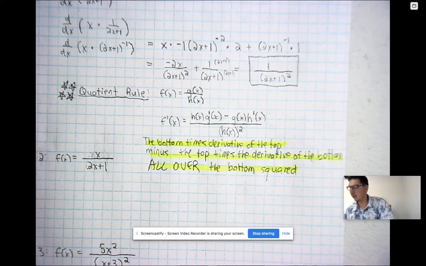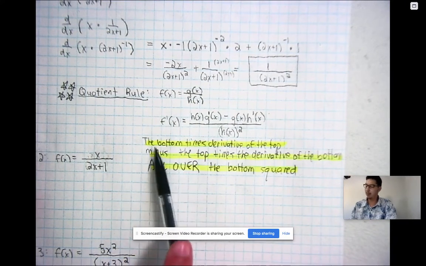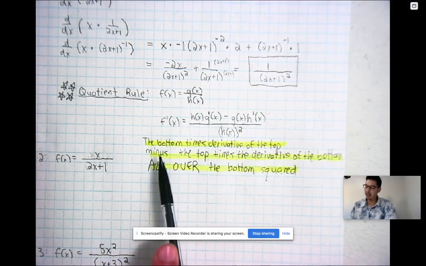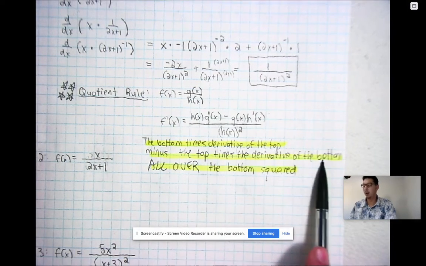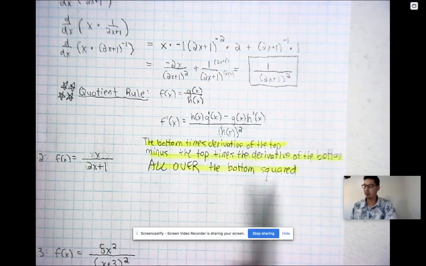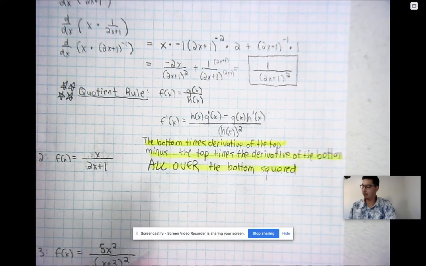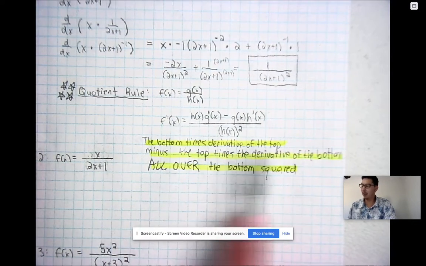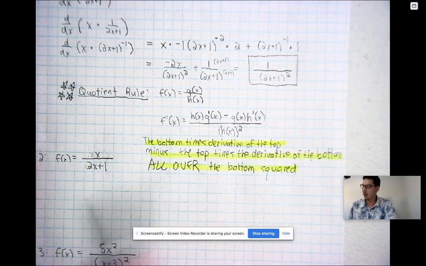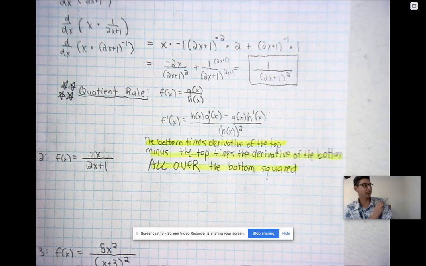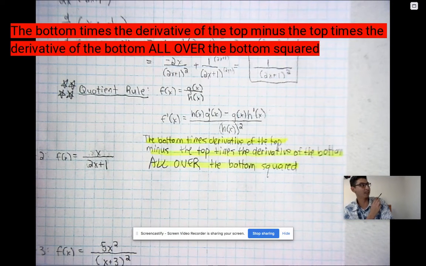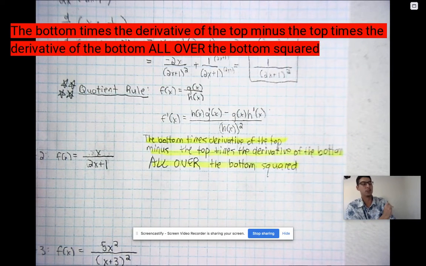So the quotient rule states the bottom times the derivative of the top minus the top times the derivative of the bottom all over the bottom squared. Say it one more time. The bottom times the derivative of the top minus the top times the derivative of the bottom all over the bottom squared. And if I make my text box to the left, it's the bottom times the derivative of the top minus the top times the derivative of the bottom all over the bottom squared.